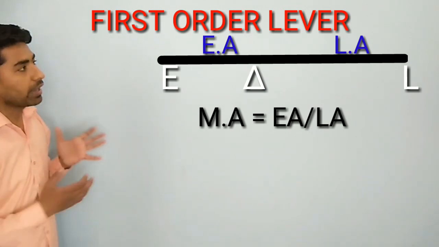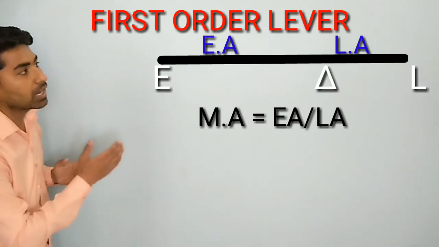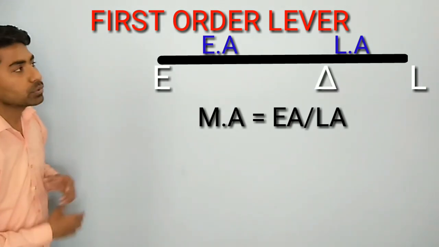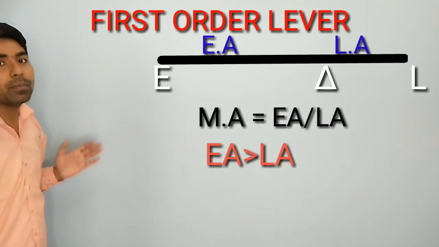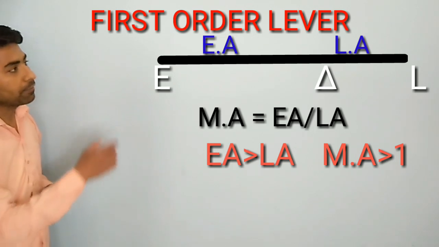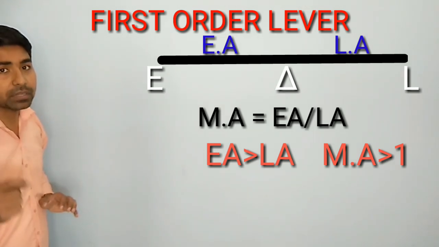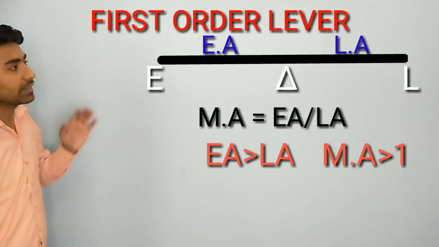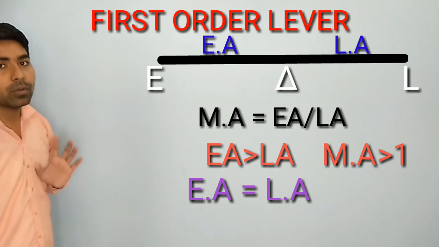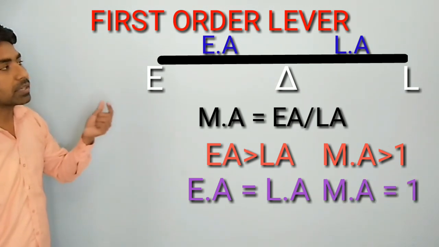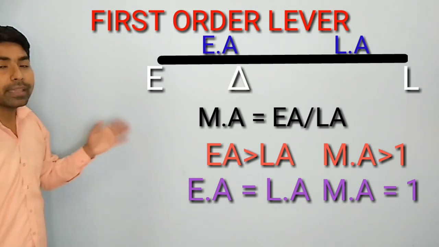Exactly. If the fulcrum is closer to the load side, the effort arm is more than the load arm. At this time mechanical advantage will be more than 1. But if the fulcrum is exactly in the middle, the effort arm and load arm are both equal, so mechanical advantage will be 1. And if the fulcrum is closer to the effort side, the load arm will be longer than the effort arm.